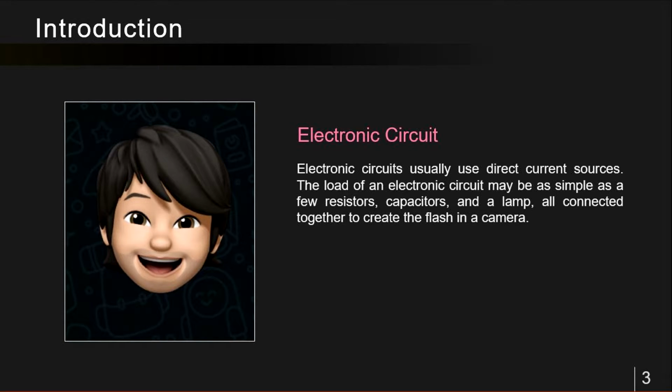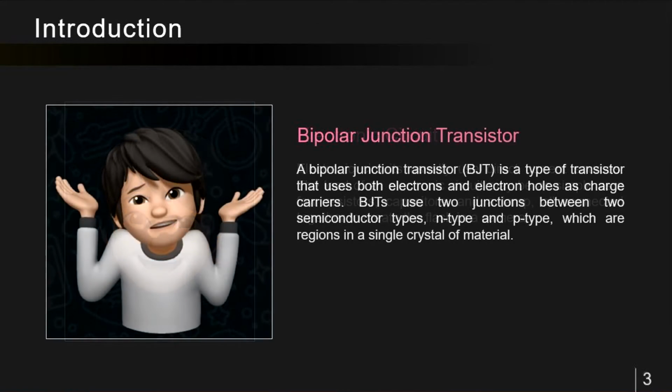after that is the electronic circuit. Electronic circuits usually use a direct current source. The load of an electric circuit may be as simple as a few resistors, capacitors and a lamp, all connected together to create the flash in a camera, as an example.